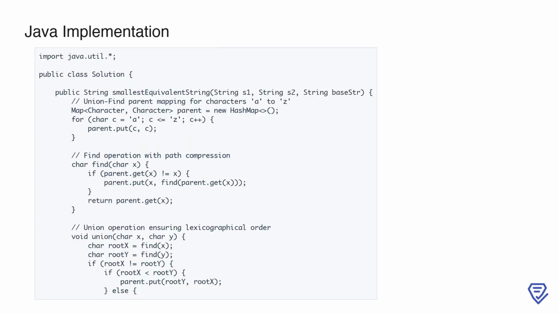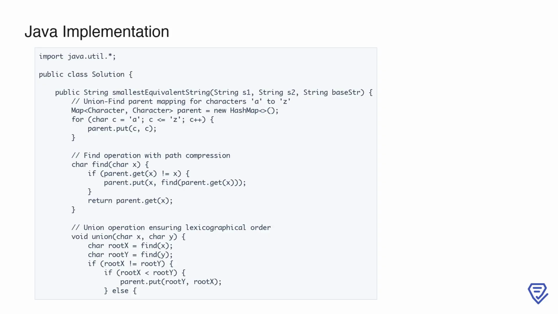Here, we start implementing the solution by using the union find data structure to group equivalent characters. We declare a parent map that will store the parent of each character, initializing every character from A to Z as its own parent. This helps us establish that initially, each character is in its own group.